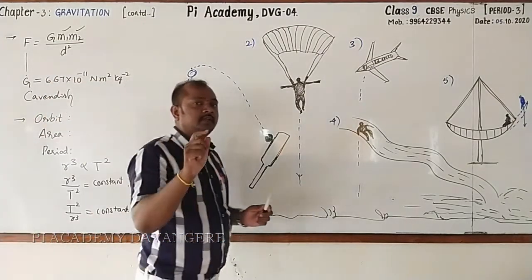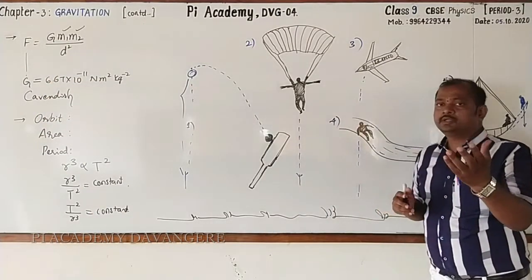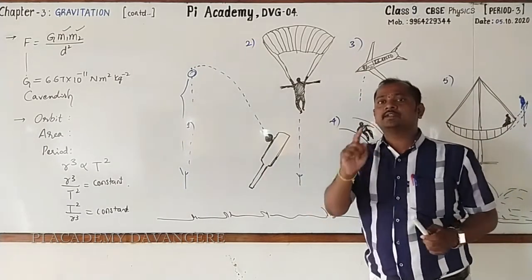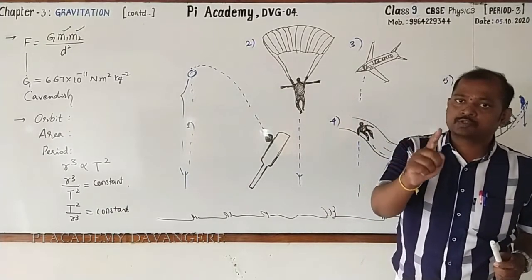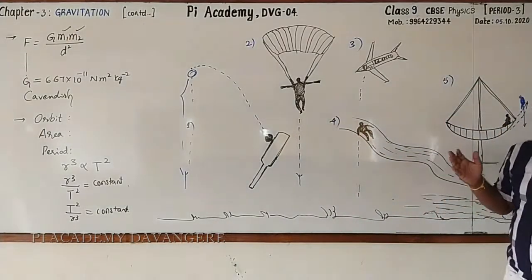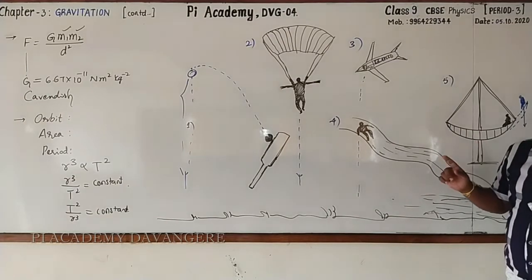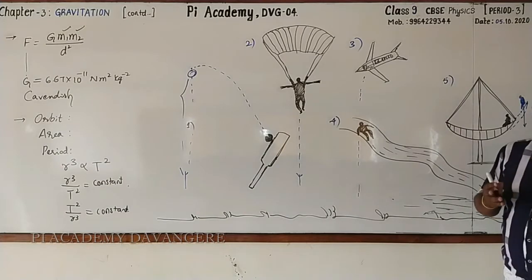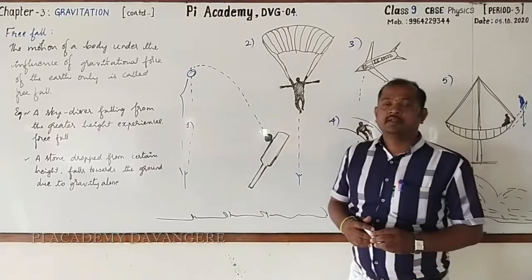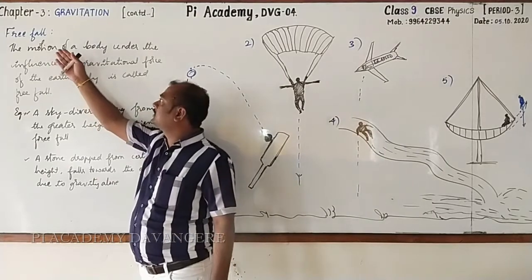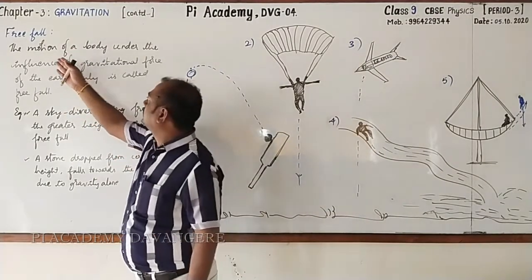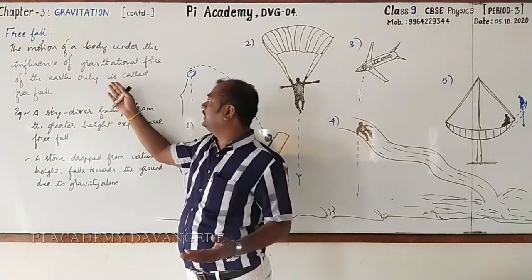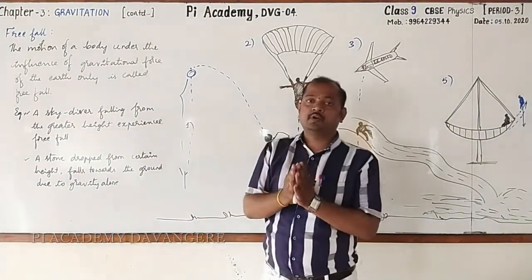Clear? Once I tell the definition of free fall, it is when the object is falling towards the ground under the influence of gravitational force only, then it is called free fall. Got it? Yes. Now let me go for writing the definition of free fall. Dear students, here I have written the definition of free fall. See that? The motion of a body under the influence of gravitational force of the earth only, then it is called free fall. Got it?